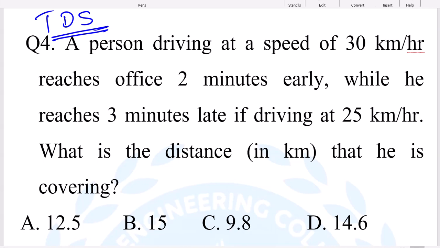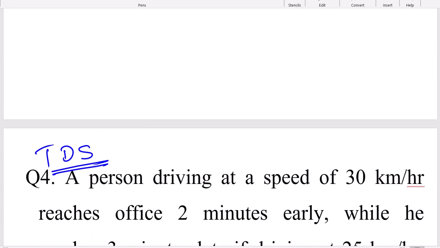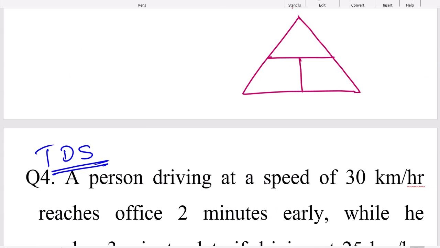Sir, I don't have any knowledge on this topic. No worry. I hope you know one point: time is distance by speed. From that you just swap it. Distance is speed into time, or speed is distance by time. Sir, I don't know that one also. No problem. You know DSP, right? So now you just try to understand DST. This triangle, if you understand, you're done.